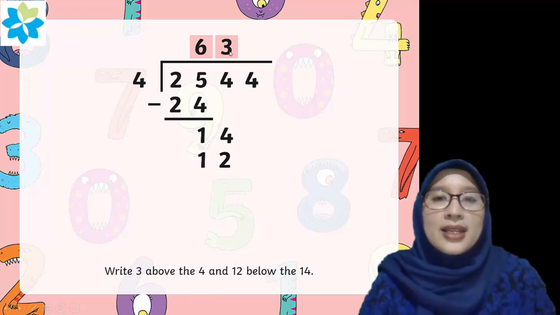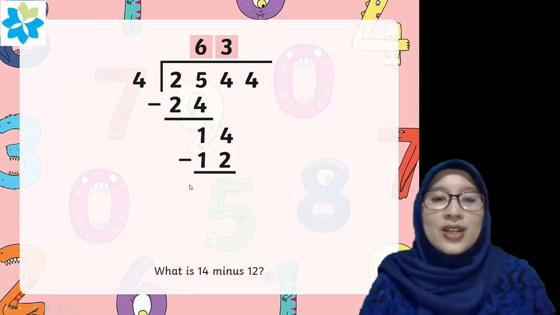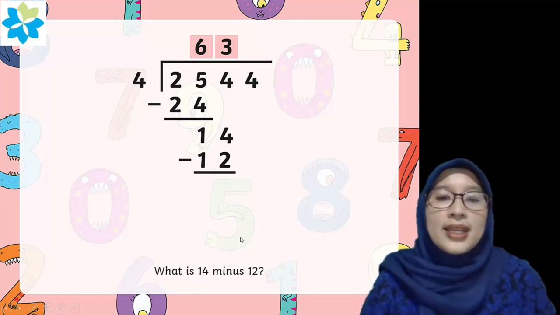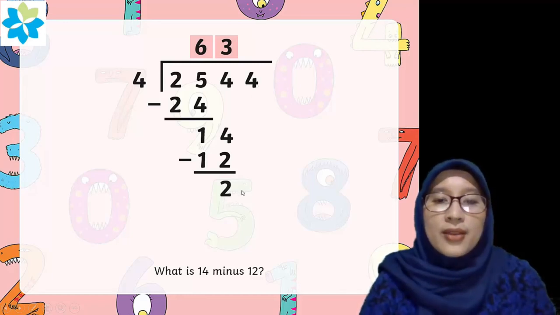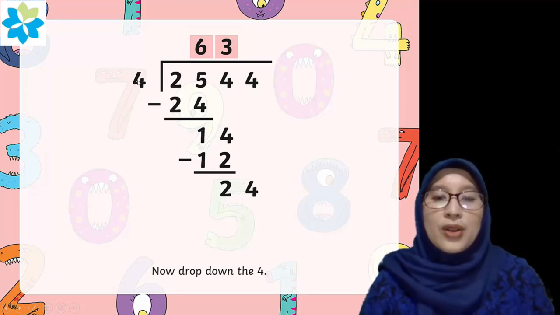Okay, and then let's multiply 3 by 4. 3 kali 4, it is 12, right? And then let's start to subtract 14 by 12. 14 dikurangi 12. And then the result is 2, right? And then let's drop 4 here beside the 2. Yeah, okay. And then next, let's count 24 divided by 4. Of course, the result is 6, right?